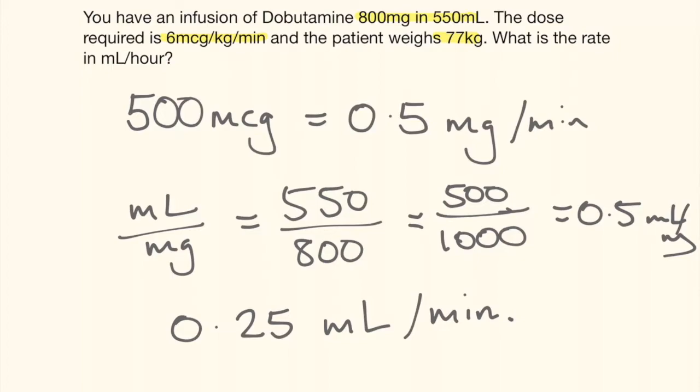How do I get the rate per hour? I need to multiply that. Well, 0.25 milliliters per minute. How many minutes in an hour? 60. So 0.25 times 60. That's the same as asking what's the quarter of an hour? How many minutes in a quarter of an hour? 15. So a quarter times 60 is 15 milliliters per hour.